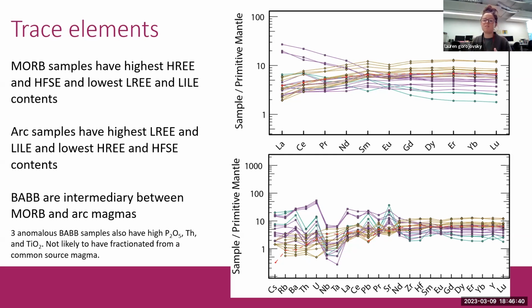Some people suggest that there might be a carbonatite in the source. Others have said a mantle plume, which is very unlikely. But ultimately, these magmas are unlikely to have fractionated from a common source magma. So it's likely there's something else being mixed into the source where these have erupted from.